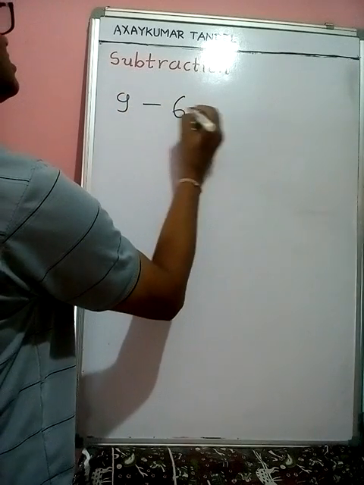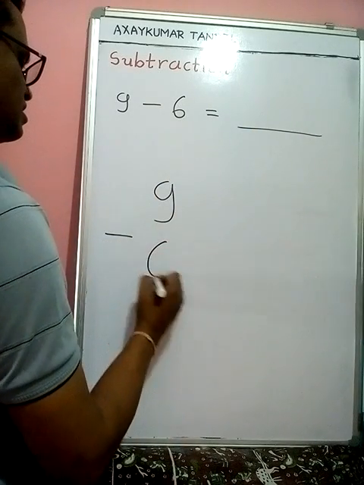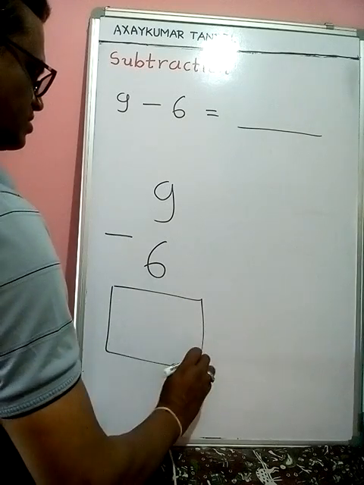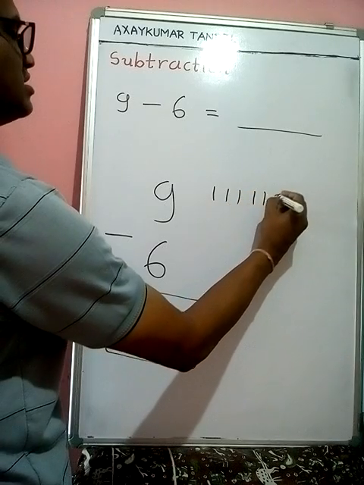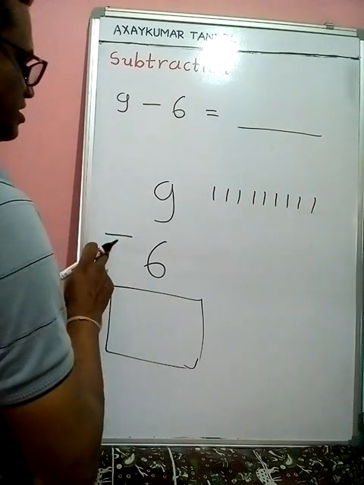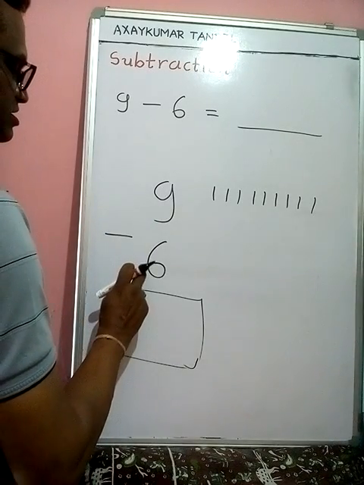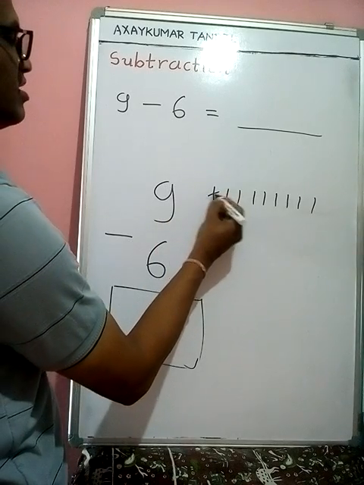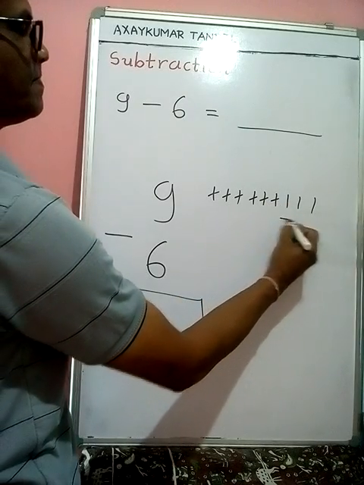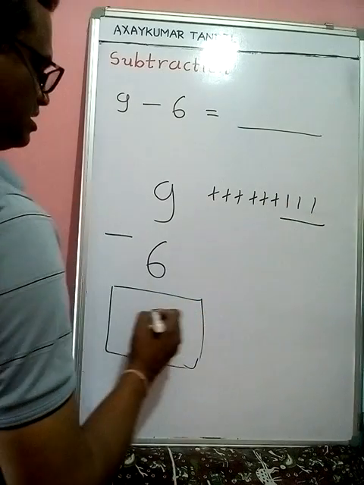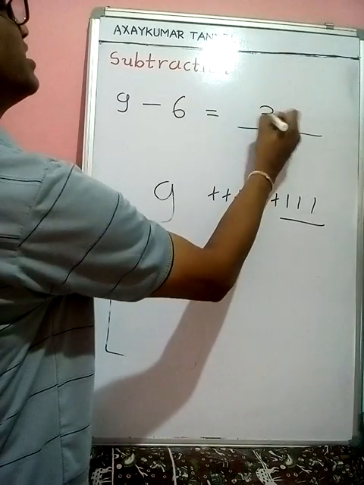Nine minus 6 is equal to how many? We write here 9 minus 6, making box for answer with the 9 lines. 1, 2, 3, 4, 5, 6, 7, 8, 9. Cutting. How many cutting? How many subtract? 6. 1, 2, 3, 4, 5, 6. How many saving? 1, 2, 3. Our answer is 3. Right here answer 3.